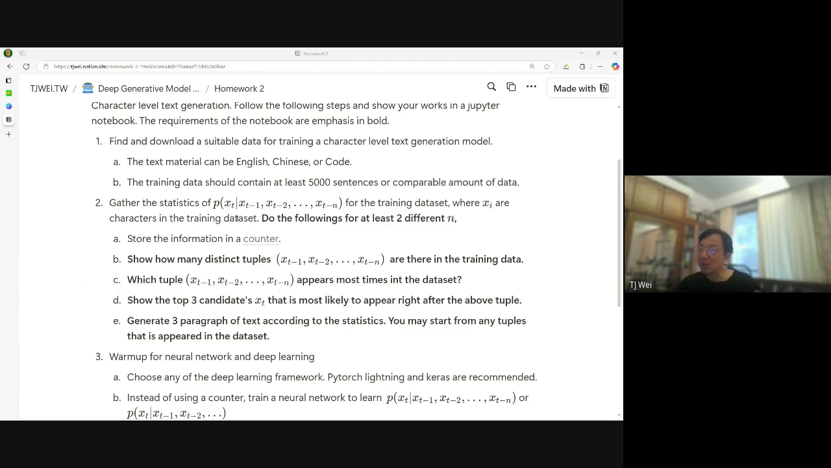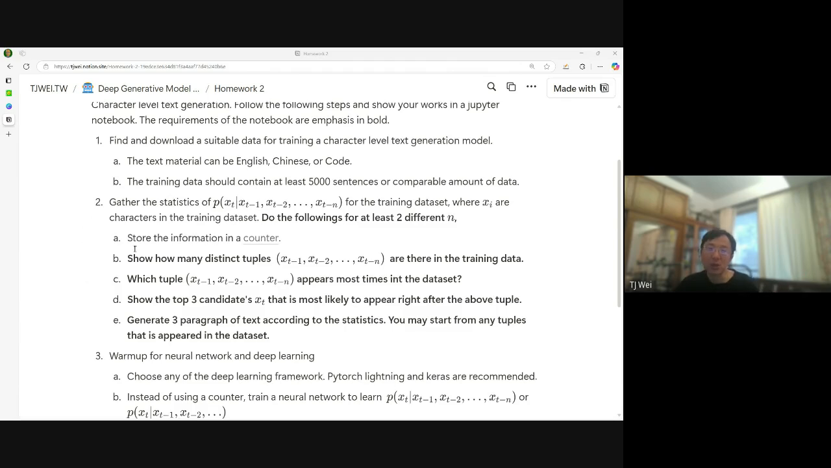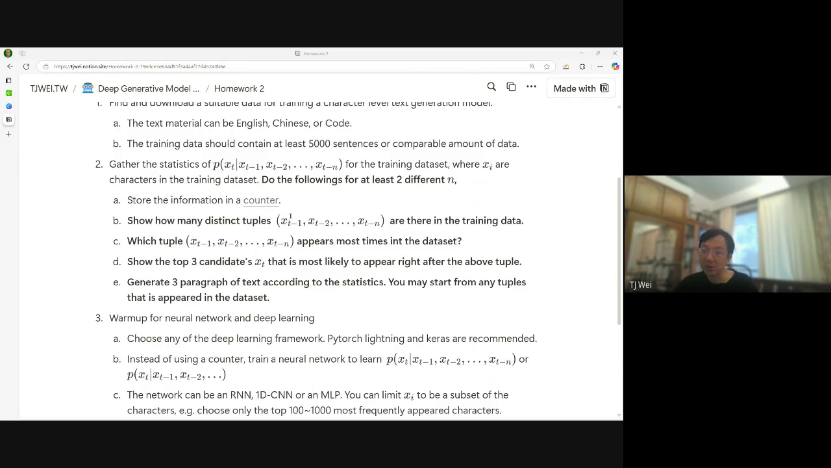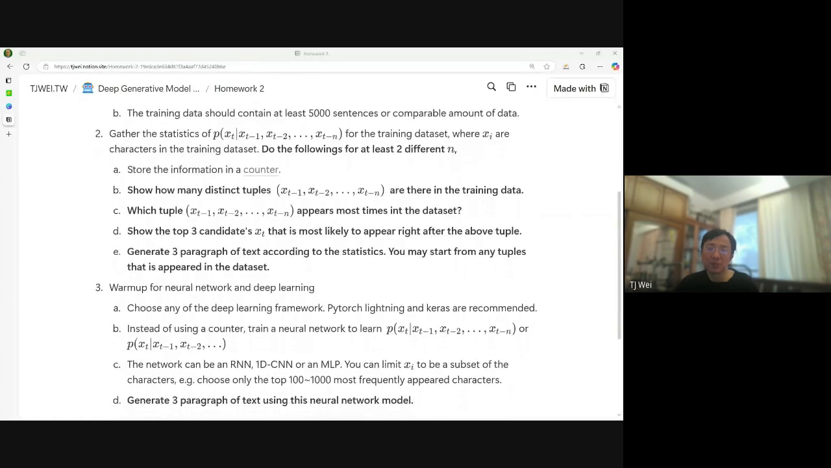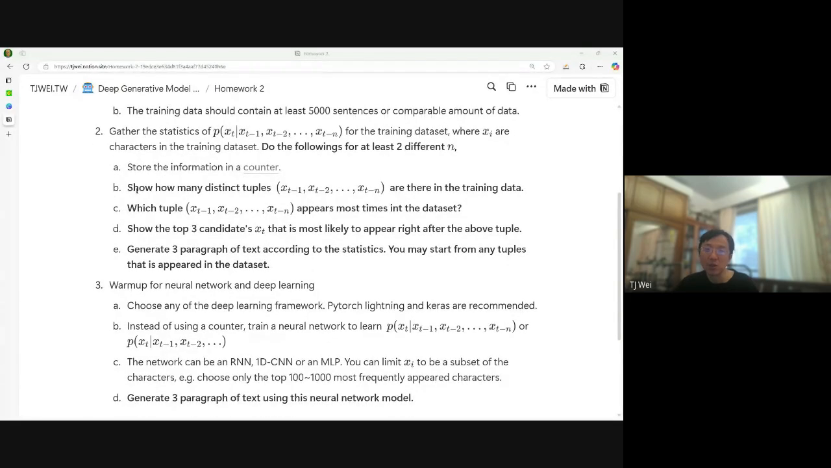You can actually modify the code provided in the notebook that we mentioned last week. Store the information in a counter. This is also a suggestion because this is not a hard requirement. But in the notebook you submit, you have to show how many distinct tuples are in the training data, that is, how many keys are in the dictionary, and which tuple appears the most times in the data set.